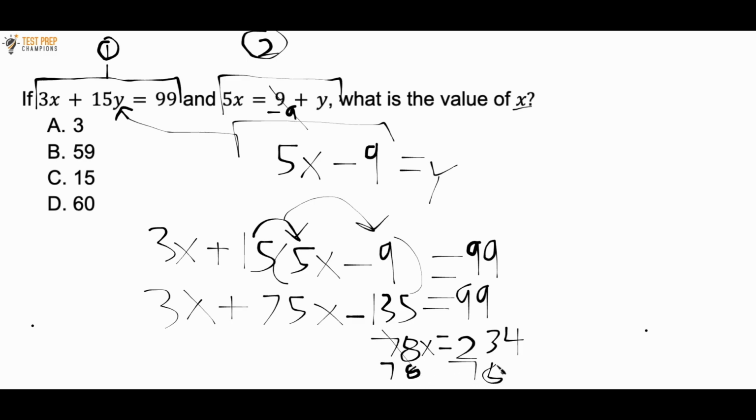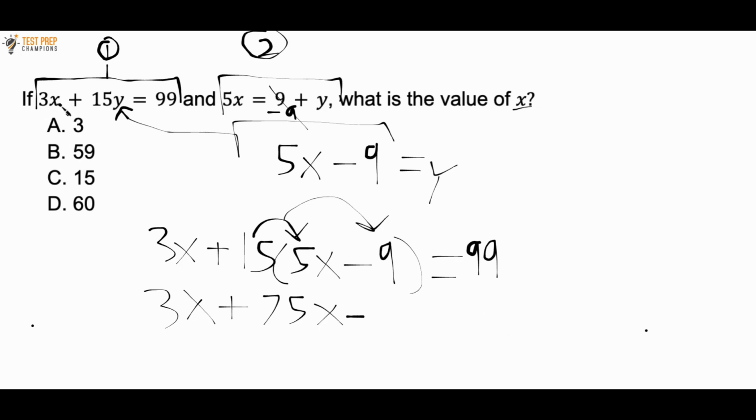So what happens when I divide by 78 on both sides? This hardly looks like an 8, but it is supposed to be an 8. So 234 divided by 78 gives me 3. All right, so if I do it this way, I see that the answer here is 3. Okay, so let me just back up a moment here.